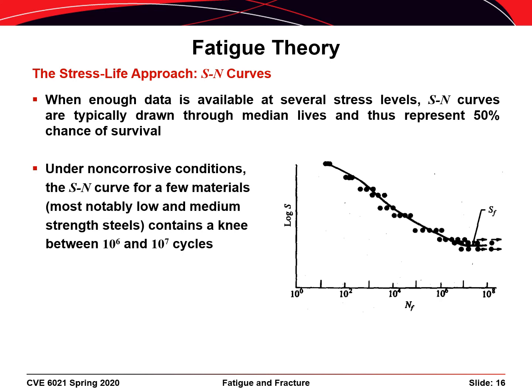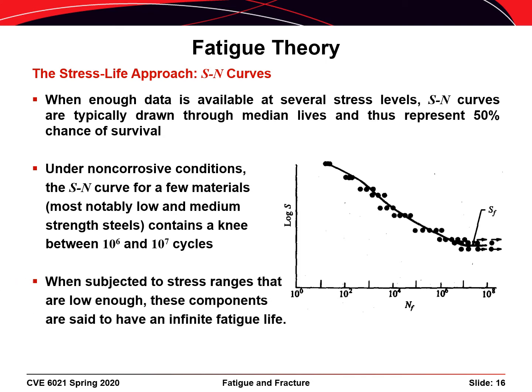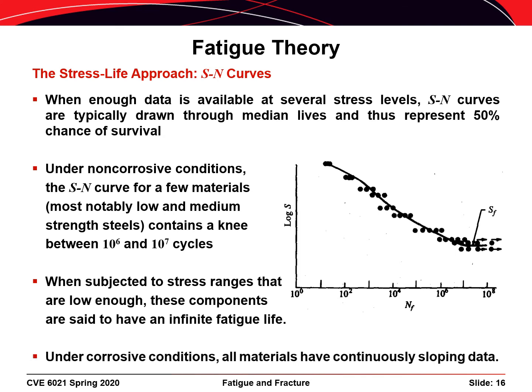Under non-corrosive conditions, the SN curves for a few materials, most notably low and medium strength steels, contain a knee or a kink between 1 million and 10 million cycles, as is shown on the chart here. When subjected to stress ranges that are low enough, components made of these materials won't fail, regardless of how many cycles they are subjected to, and they are said to have an infinite fatigue life. This infinite life typically isn't observed under corrosive conditions, but that generally isn't a concern for most bridges.